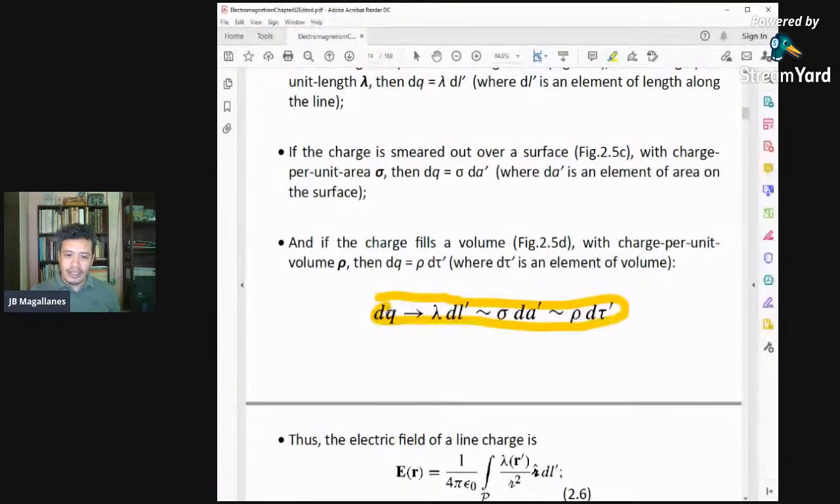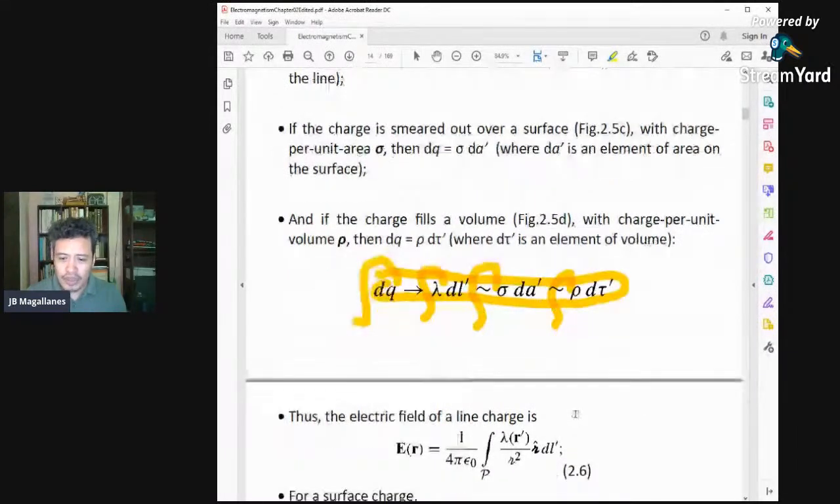In this case, you can get the integral of dq. The integral of dq is just q. So if you want to get the charge of the line distribution, or the area distribution, or the volume distribution, you just get the integral of each of these expressions. For example, to get the total charge of this distribution, you just integrate this and then you get the total charge.